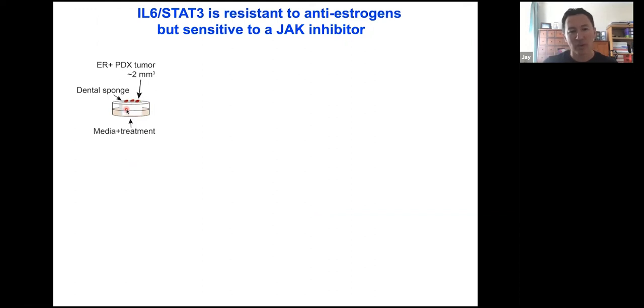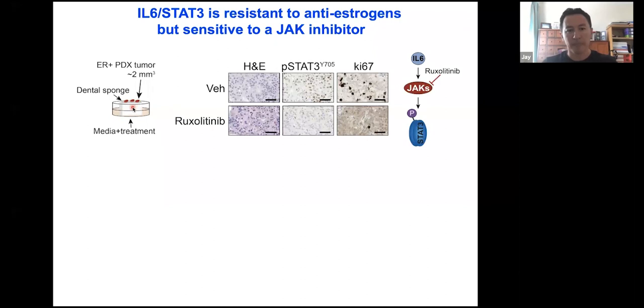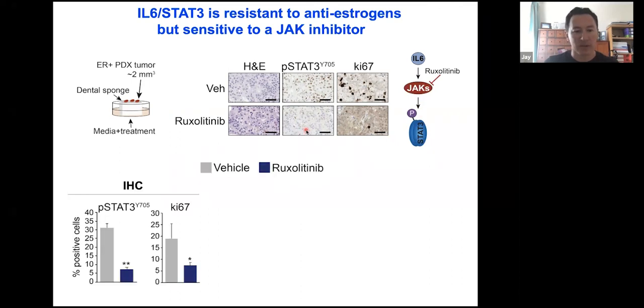Now, to assess this, Rasmus set up an explant, or a tumor ex vivo experiment, where we took a PDX tumor from Carlos and Alex Brunner, and we could cultivate it on these dental sponges, and they're viable for about a week. So we can do treatments of the same bits of tumor, and we can look for proliferative responses. And if you treat with this compound called ruxolitinib, which is a JAK1, JAK2 inhibitor, so that's really the protein that activates STAT3, we see complete loss of phospho-STAT3 and activation and decreased proliferation. And if we quantify that, the numbers are shown down here.